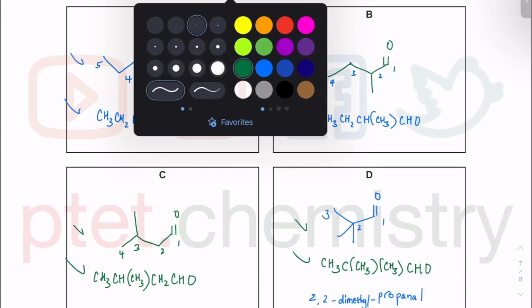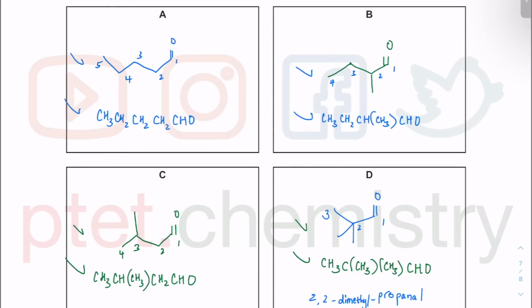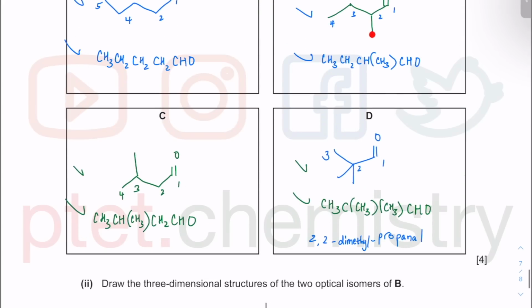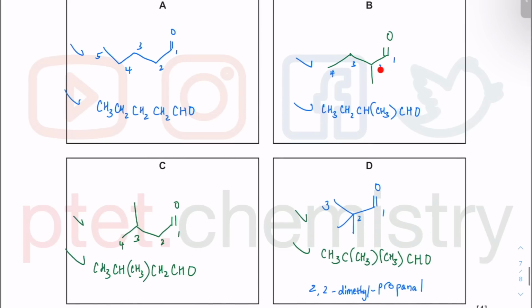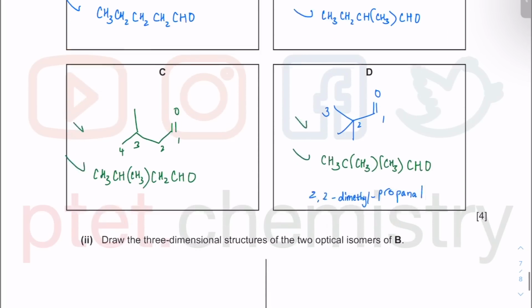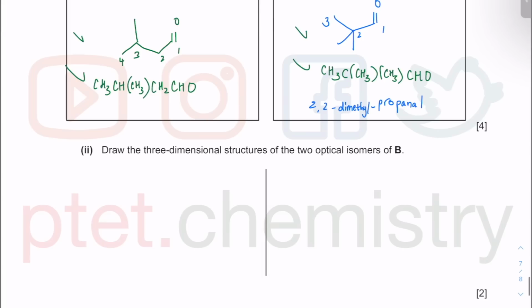In terms of naming, you will see that these 2, they are what you call position isomer because I've just moved the methyl group from position 2 to position 3. This is going to be butanol. It's 3 methyl butanol. This is 2 methyl butanol. Position isomers there. Okay. Now draw the 3-dimensional structures for the 2 optical isomers of B.